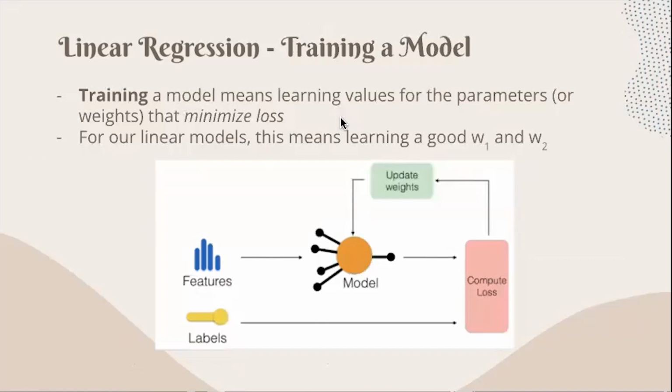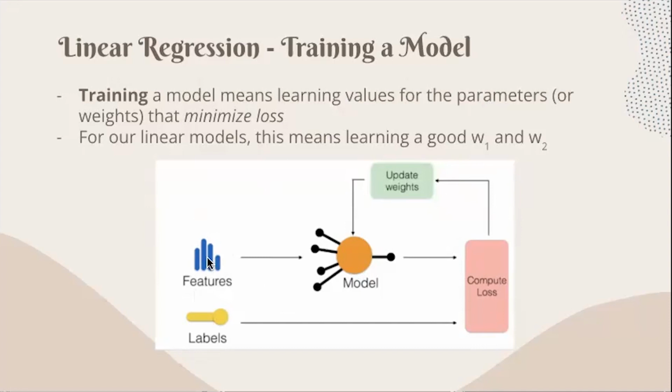So training a model means you're learning values for the parameters that minimize loss. And by minimize loss, we mean we want the most amount of information to be retained. So we want accurate predictions based on the data that we already have. This means having good weights. And as you can see here, this is a really good example of how we want our linear regression model to flow and what we can do to make it make better predictions.